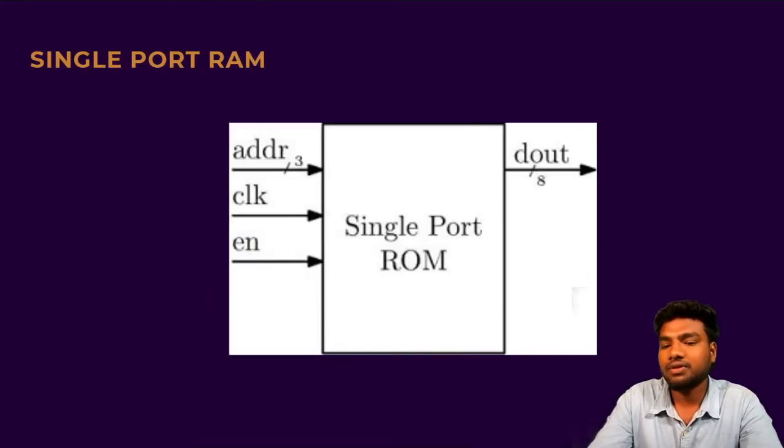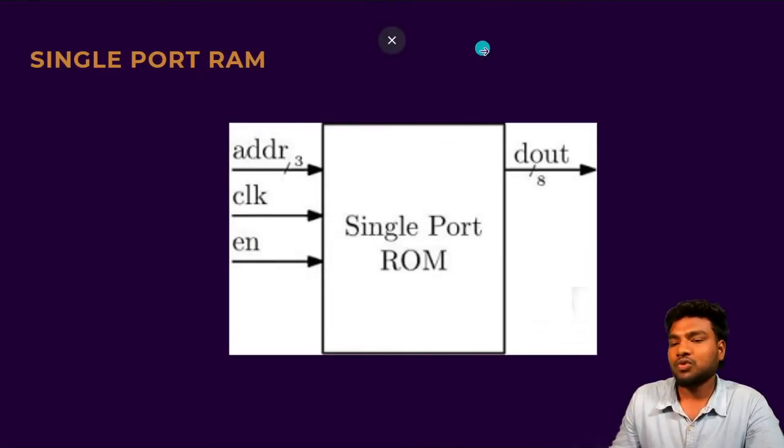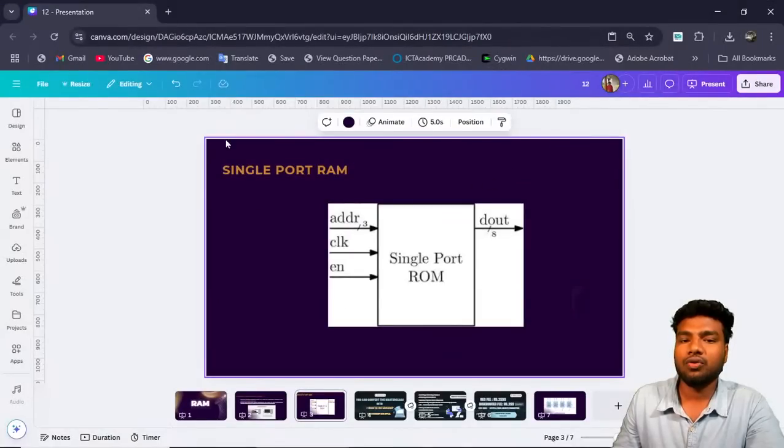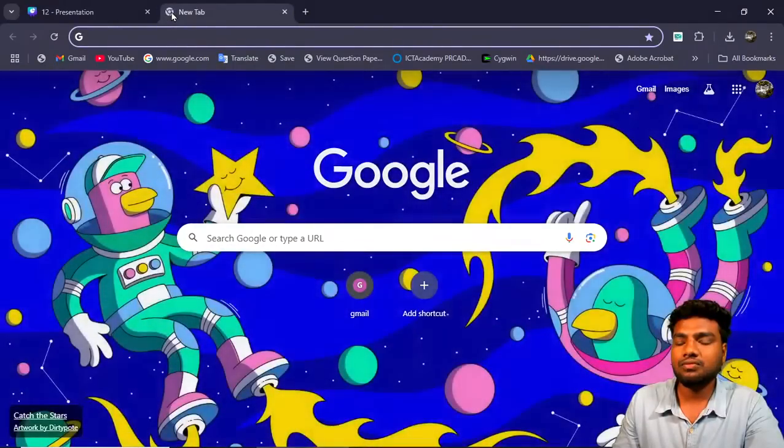First of all, you just need to start from the single port RAM. Once you are done with that, you can easily understand the remaining things in the RAM family. So we'll go on to write the RTL code for the RAM.